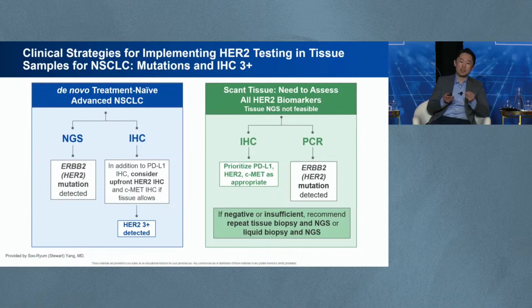And so here, I would actually prioritize doing IHC, so PD-L1, HER2, and c-Met as appropriate, and then maybe think about doing PCR that can capture up to 80% of activating HER2 mutations. But the important caveat here is that if it's negative or insufficient, we really need to do repeat testing, either with a tissue NGS or liquid biopsy using NGS.